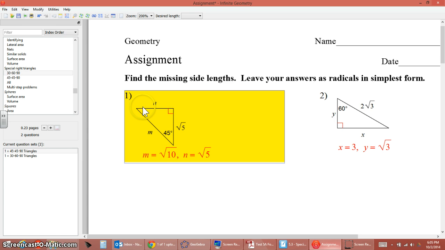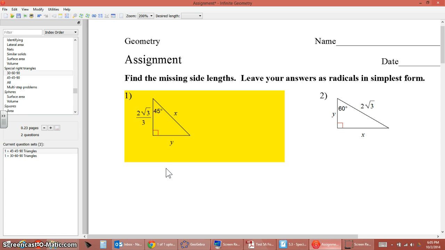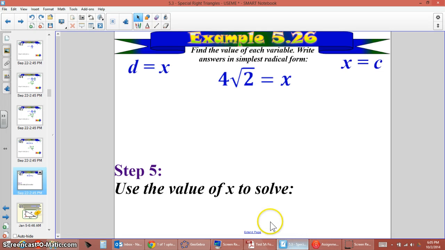Because I know it's the same length. Root 5 and root 5, they're the same. And then M, I just times it by root 2. So I raise the drawbridge and I say, what's the square root of 5 times 2? The square root of 10. And I go on. So this is 45-45 triangles. They're super easy. You just got to be able to mirror the legs. They're the same value. And then solve for the third side.